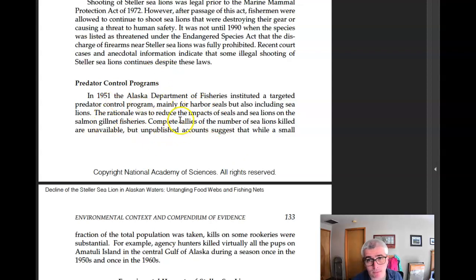There used to be a bounty program for Stellers. The same thing was actually true here in the state of Washington. When my grandfather was a boy growing up on the coast, it was like $2 a snout for seals or sea lions.